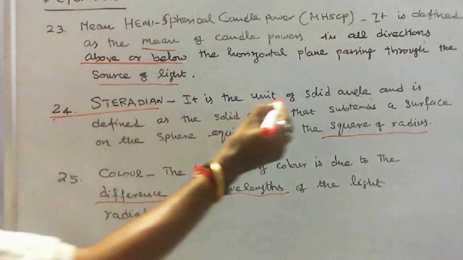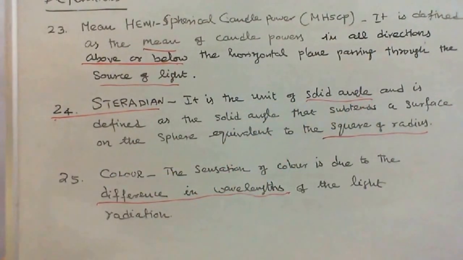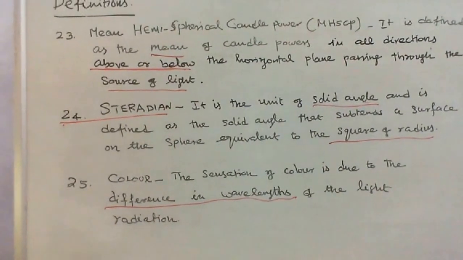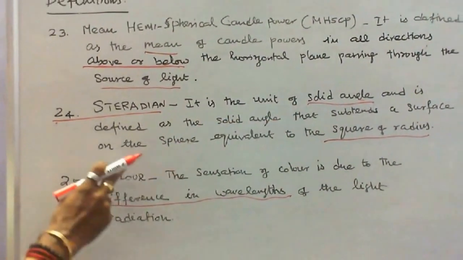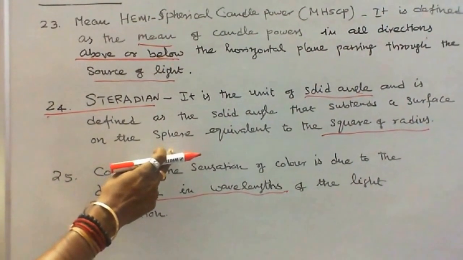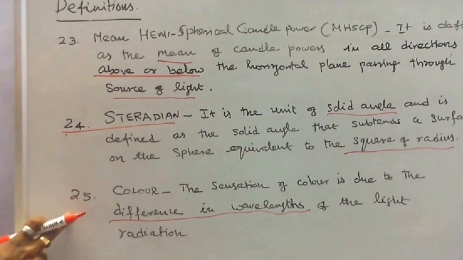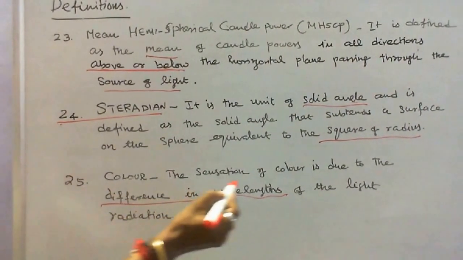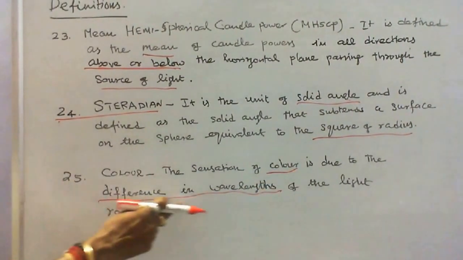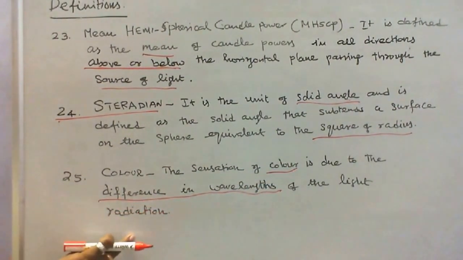It is the unit of solid angle and is defined as the solid angle that subtends a surface on the sphere equivalent to the square of radius. The 25th term is color. The sensation of color is due to the difference in wavelength of the light radiation.